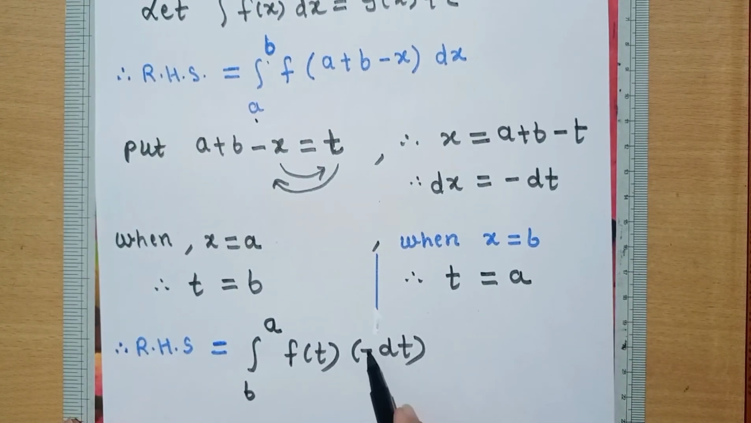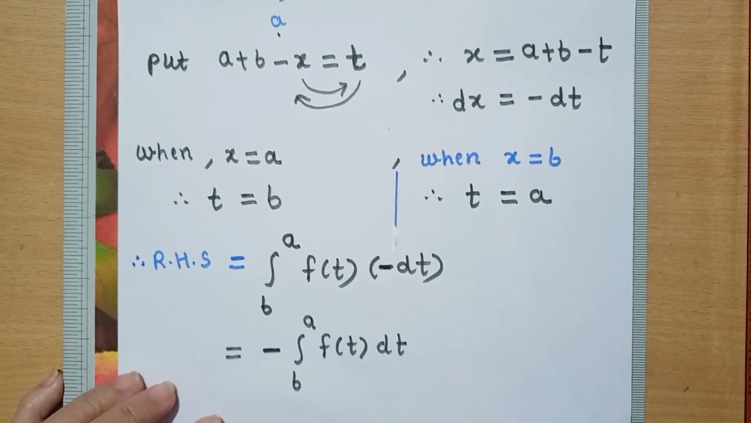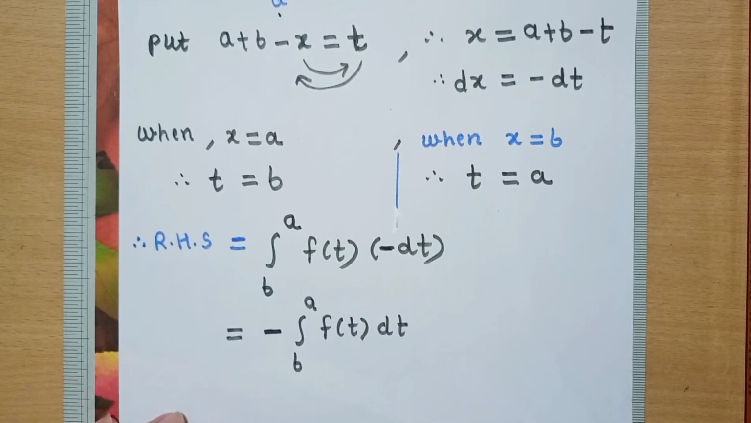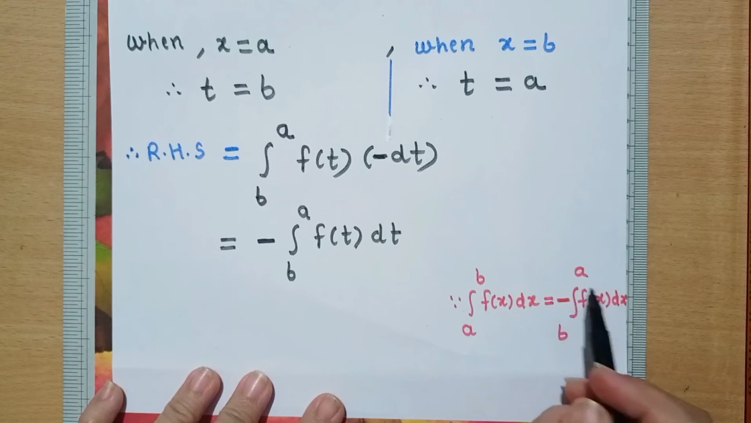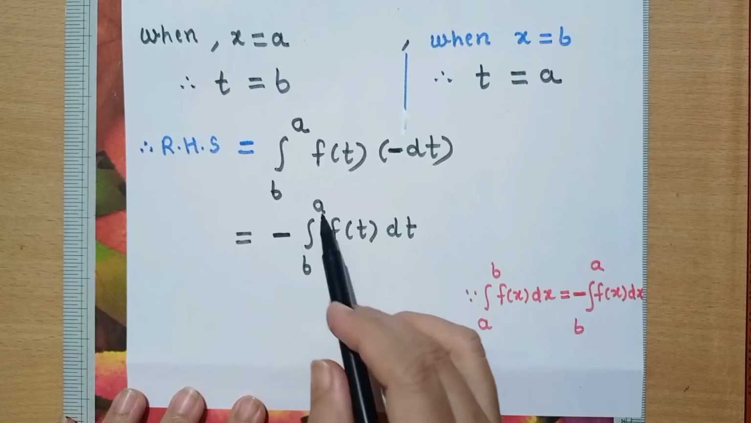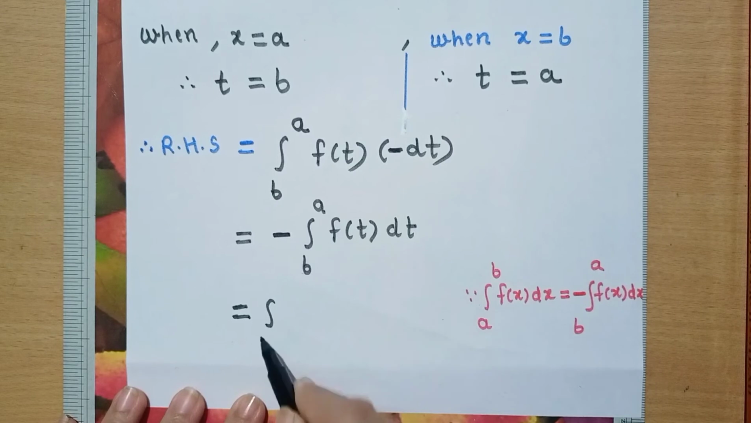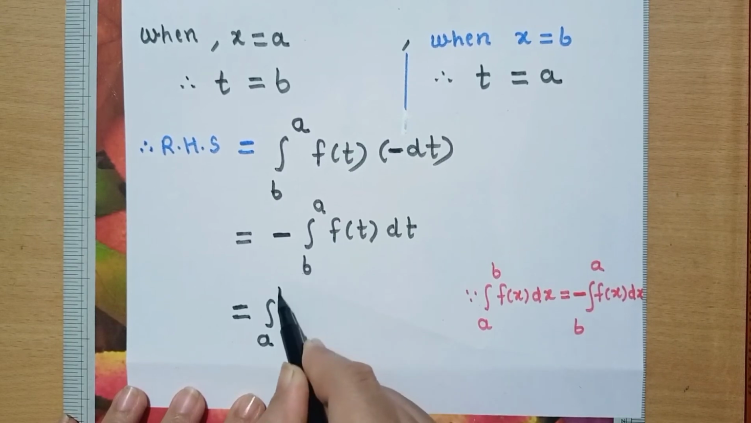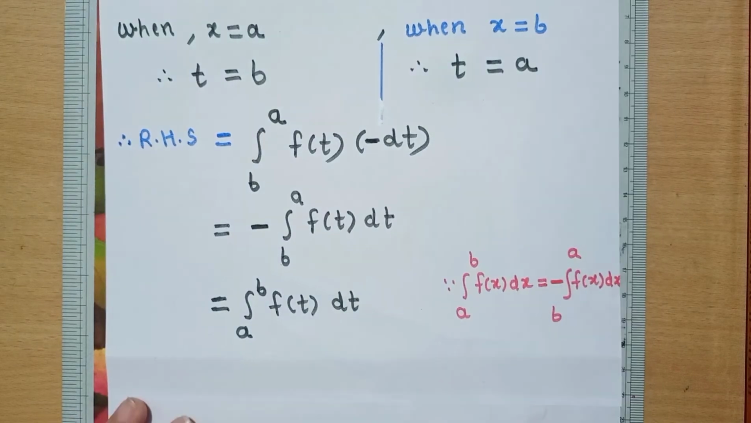So again in the next step we will take this minus sign out, and so we will write here integral f(t) dt, and again we know that by property 2, integral from a to b f(x) dx equals minus integral from b to a f(x) dx. Because of this minus sign we will reverse these limits, and so this is nothing but this, we will write here this upper limit f(t) dt.